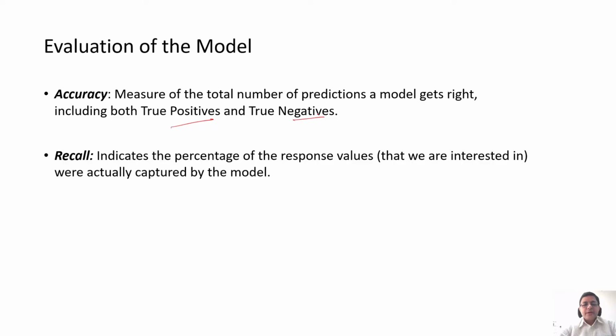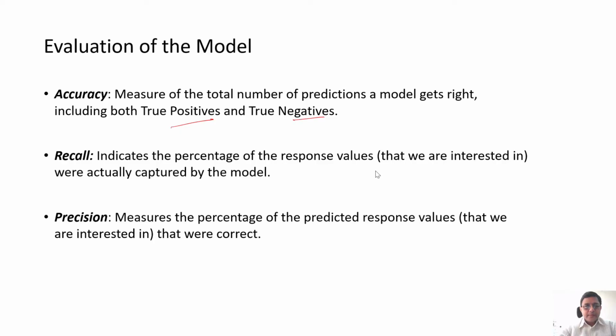Second evaluation criteria is recall. Recall is the percentage of the response values that were actually captured by the model. What was the response value? Response value is y is equal to 1. So there were a certain number of y is equal to 1 in the observation. How many times did the model actually match with the observation when the observation was y is equal to 1? That is recall.